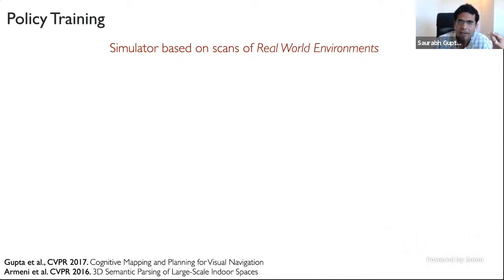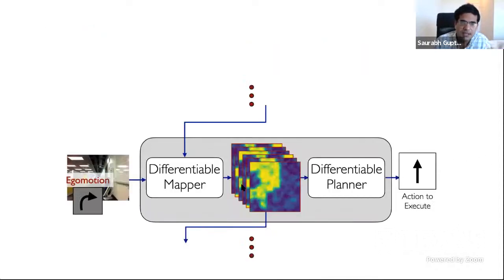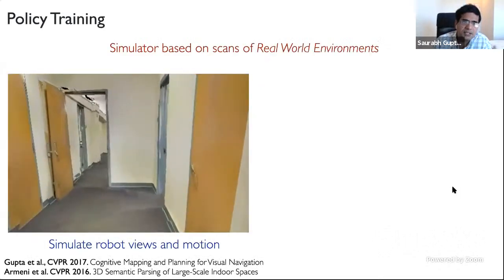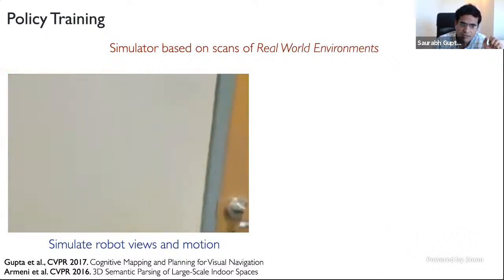Now, in some sense, this is the architecture. I told you about the mapper and I told you about the planner. And because everything is differentiable, now we can start learning the representations that we have. Now, the question is, where do we get training data for learning these representations? And for that, we basically built a simulator based on scans from real world environments.